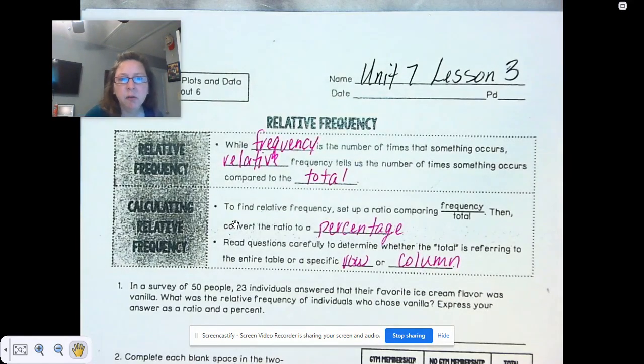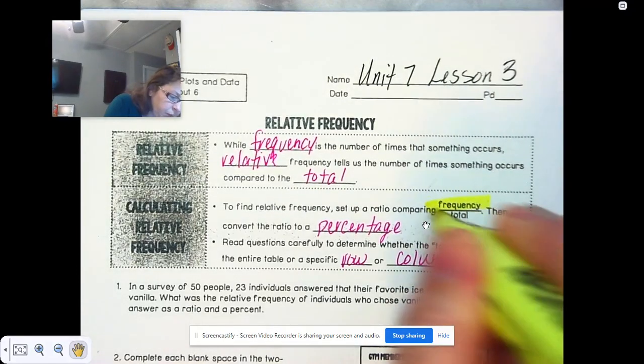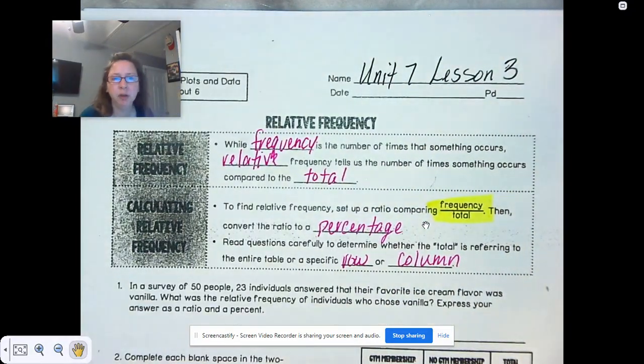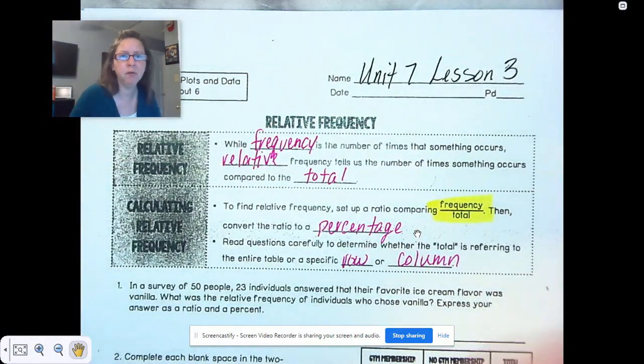Now, to find relative frequency, we will set up a ratio comparing the frequency to the total using division. And then we will convert that to a percentage. We will use our graphing calculators, or really any calculator at this point, to help us convert to a relative frequency, which should be a percentage. We're going to read questions carefully to determine whether the total is referring to the entire table or just a specific row or column. And that's the trickiest part about this.